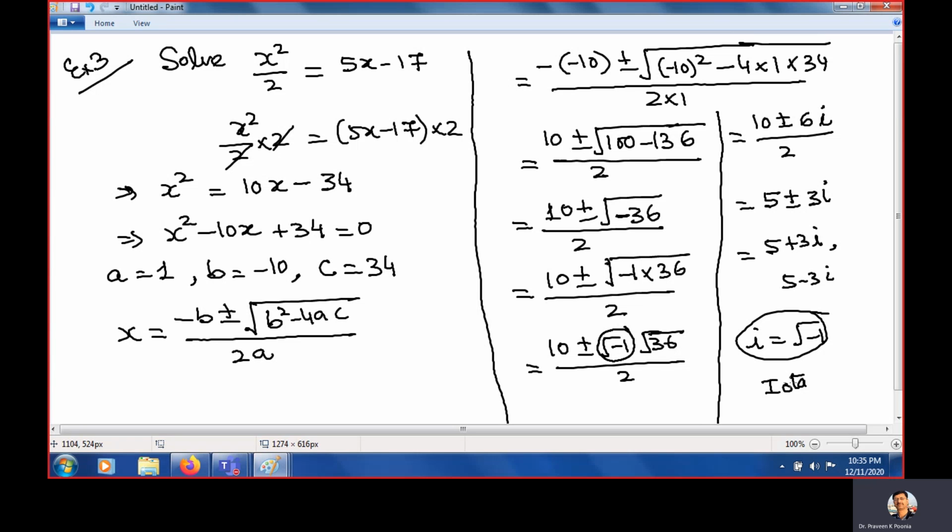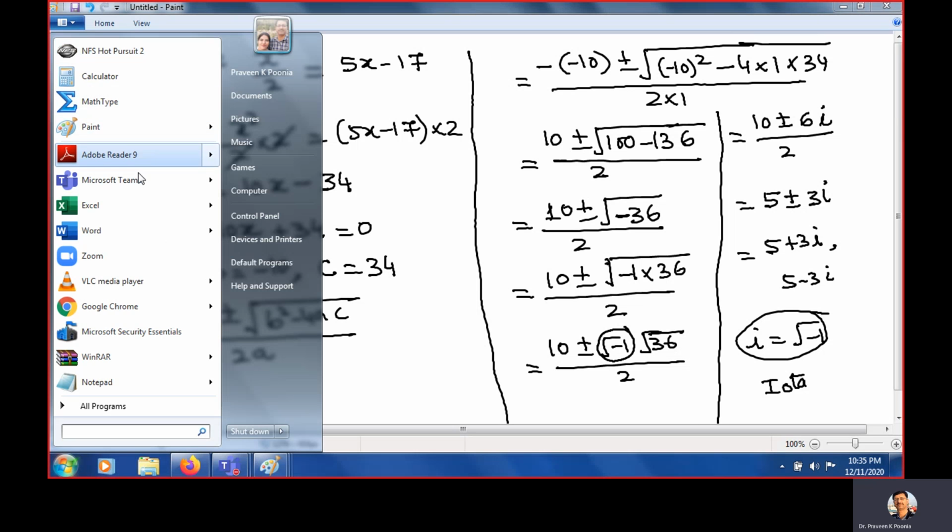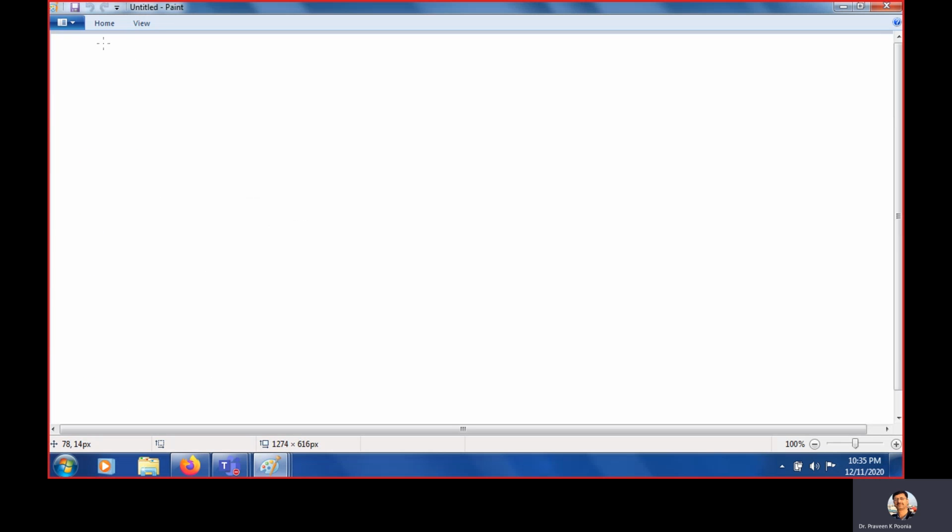Some more questions we can solve with the help of the quadratic formula, and this is example number 3. Example number 4, I will take one question from your book. This is question number 11 part 3 over page 94. What is the question? Question is x minus 3 equals to x plus 2. Clear? Multiply x into x is x power 2 minus 3 into x is 3x.